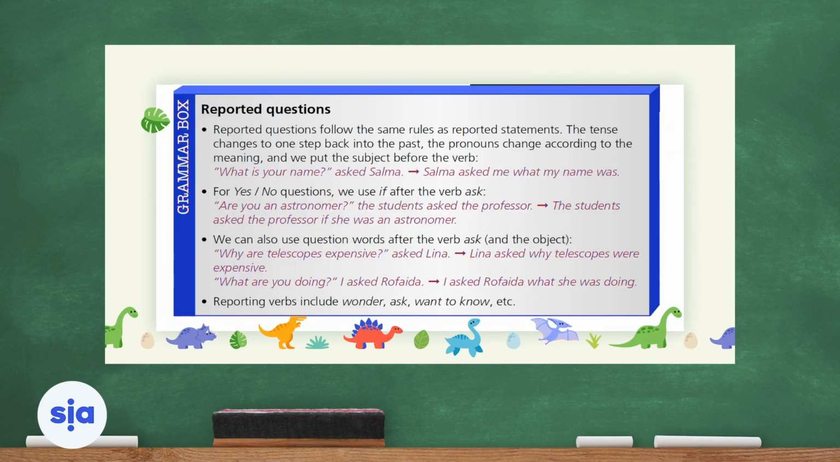Guys, I want you to look at the example. What is your name? Asked Selma. And then read with me. Selma asked me what my name was. In that case, over here, we're going to learn that reported questions follow the same rules as reported statements.